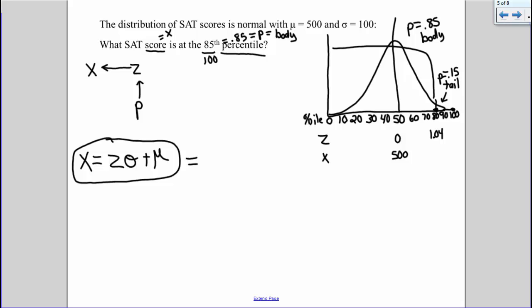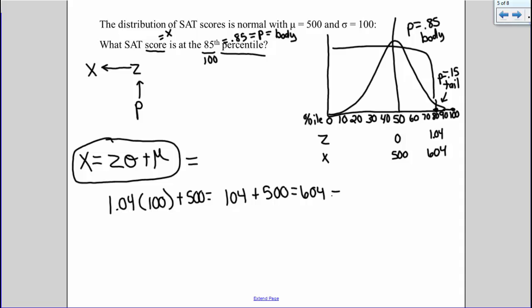So this equals 1.04 times the standard deviation plus the mean. 1.04 times 100 is 104. I should probably replace that mu with a 500. There we go. Add 500 and you get 604. I'm going to go ahead and fill that in my little graph here. So I know that a score of 604 is at the 85th percentile.